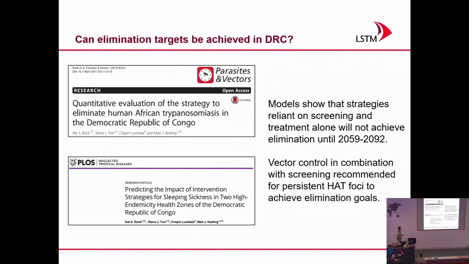Further analysis showed that if vector control was introduced in combination with screening in persistent HAT foci, then this would help drive towards the elimination goals, and the elimination goals could be achieved in time for the 2020-2030 cutoffs declared by WHO.